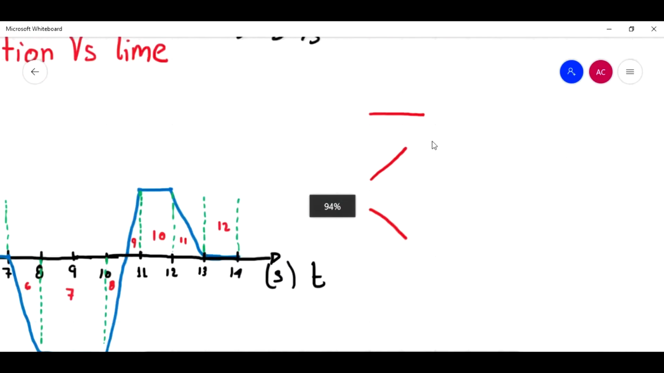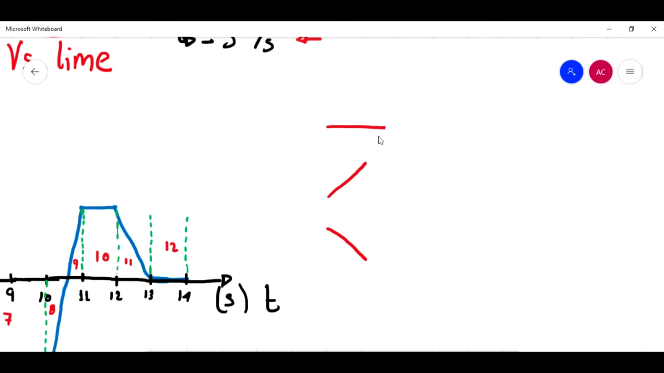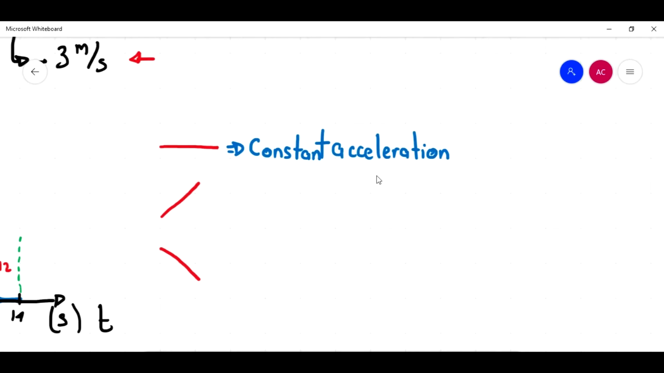The horizontal line here means constant acceleration. Okay, so remember, constant acceleration. And remember, acceleration means that there is a change in velocity. So the velocity might be changing.